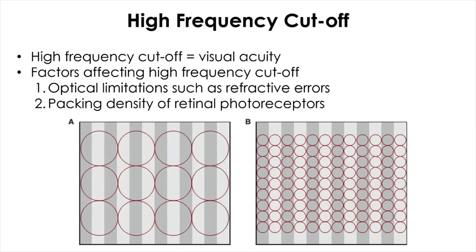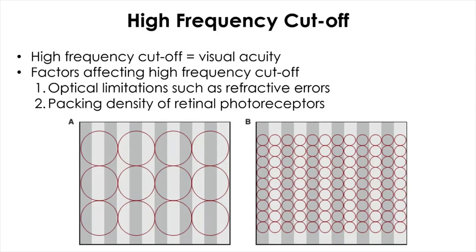Routine visual acuity measurement in clinic is measuring the smallest high contrast letter one can resolve, which essentially measures only one single sensitivity on the contrast sensitive function at the cutoff spatial frequency. So other than the optical limitations like refractive errors, packing density of retinal photoreceptors affects the high spatial frequency cutoff. This is illustrated in these figures.